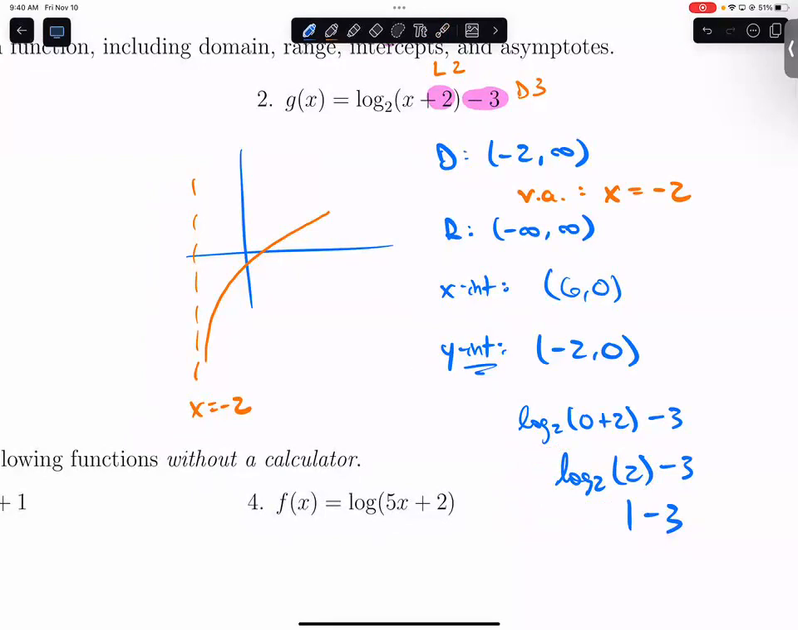Oh, hey, so my drawing's not that bad. Oh, sorry. I wrote those coordinates backwards. 0, -2 there. 6, 0 here for the x-intercept.